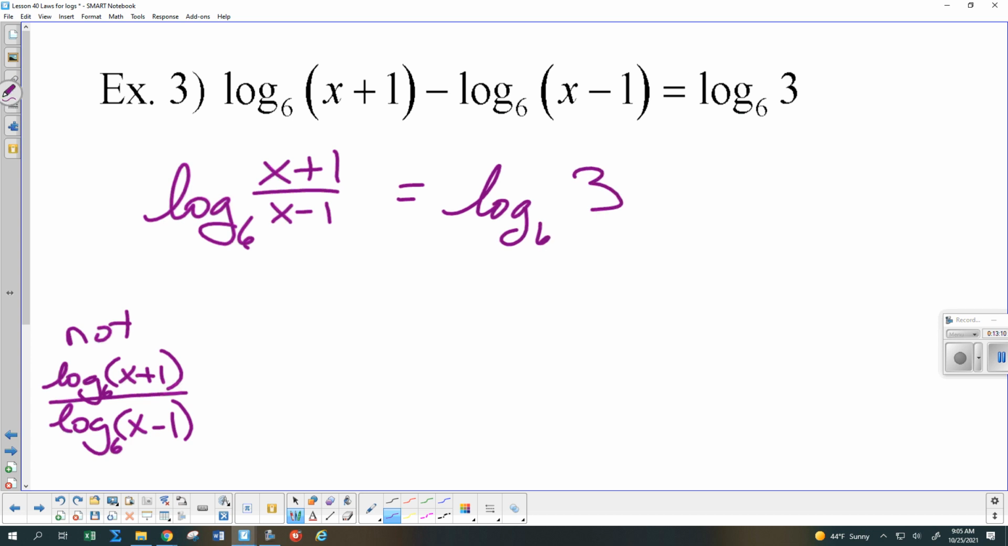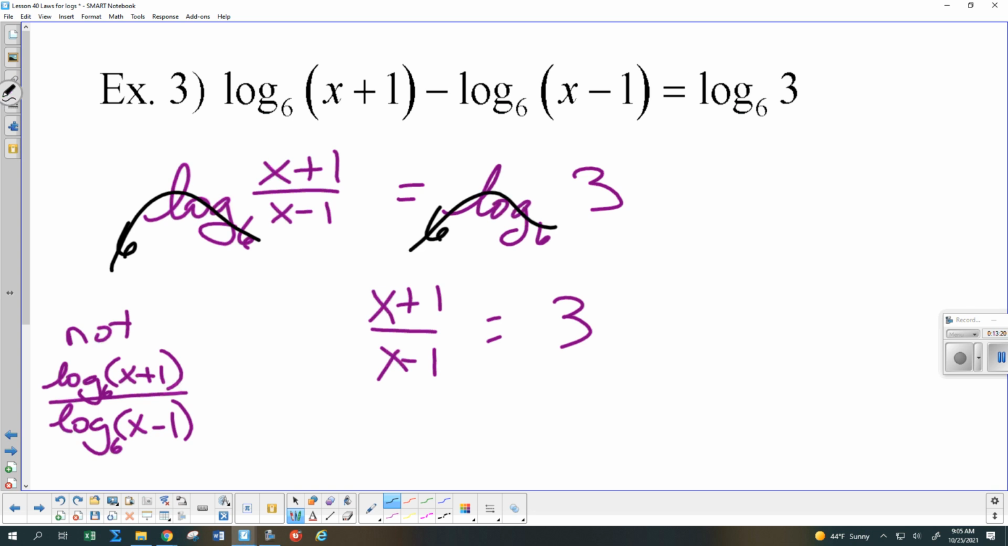Log 6 equals log 6, so arguments are equal. What we really did was we exponentiated both sides. 6 to the log 6 cancels. So when I have x plus 1 over x minus 1 equals 3, now what do I do to solve that? What am I going to do in that case, Faye?